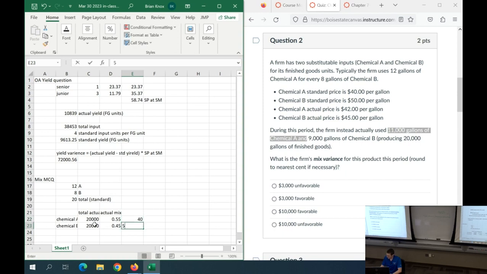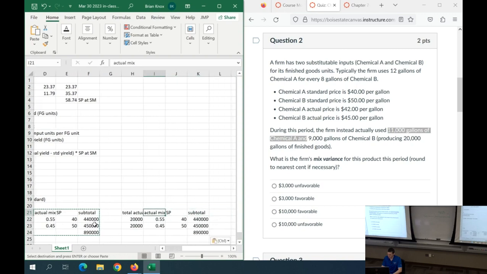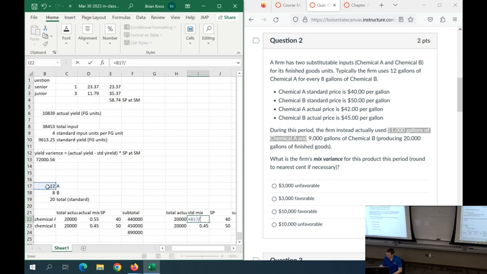Okay, now 40 and 50 is our standard price. And we're always using that. Multiply across. This is called the subtotal. And we can copy that over and change this to standard mix. Now the standard mix is, I can code it in since I put it in Excel. It's A over the total and B over the total.